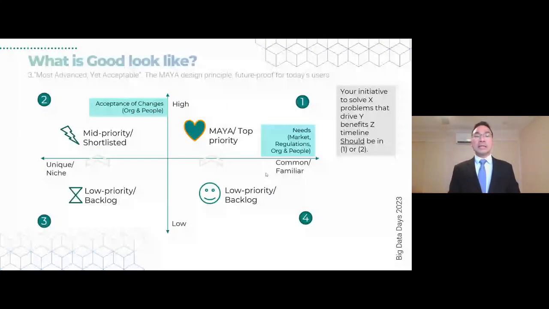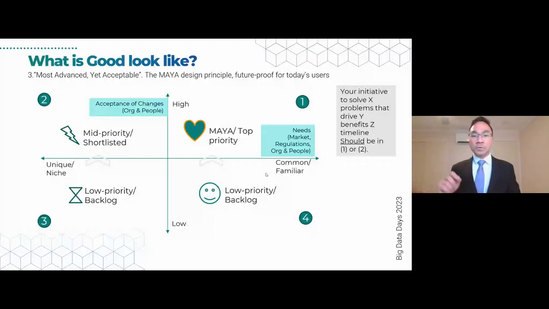Okay, the other part of "what's good look like," I use what they call the MAYA principle: future-proof for today's user. MAYA stands for most advanced yet acceptable. And the iPhone was a great example of this design principle. And why do we bring a product design principle here? Because for me, it illustrates the idea of what's good look like. And I wholeheartedly use it all the time.